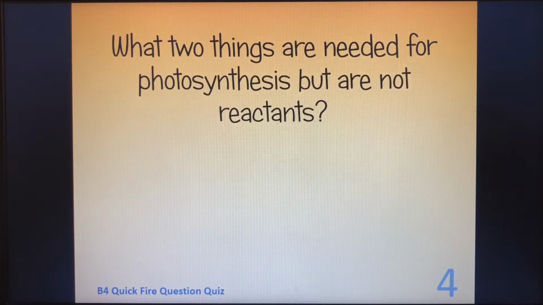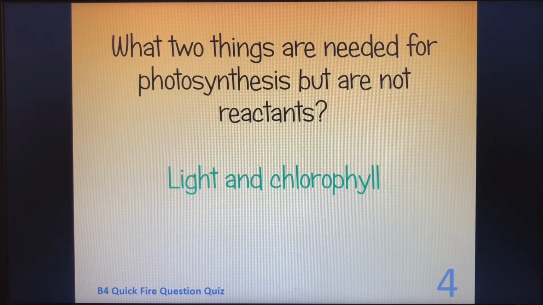Okay, and the answer is light and chlorophyll. The light is absorbed by the chlorophyll, which allows photosynthesis to work. I refer to it as like the oven. So our reactants are our cake mix, and the product is our finished cake. And without that oven, without the light and the chlorophyll, the cake won't bake. So that's the way I look at it.